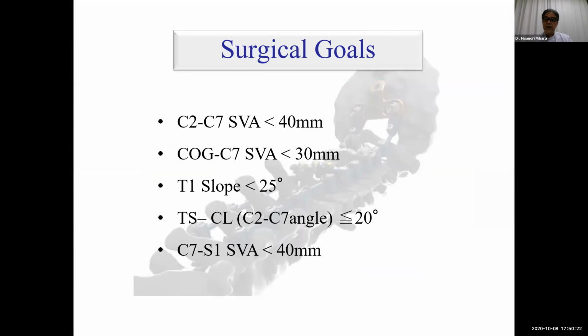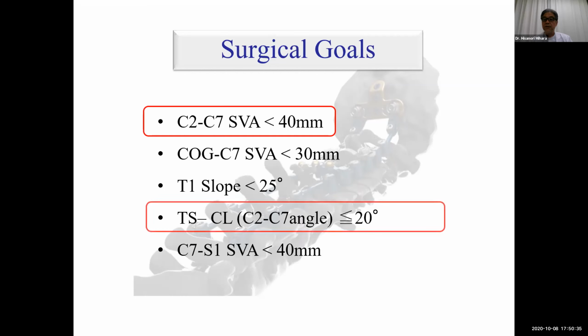At the surgery, we should set the goals of these parameters. Key points are C2 C7 SVA less than 40 millimeter, T1 slope minus CL as 20 degrees or less, and C7S1 SVA less than 40 millimeter.